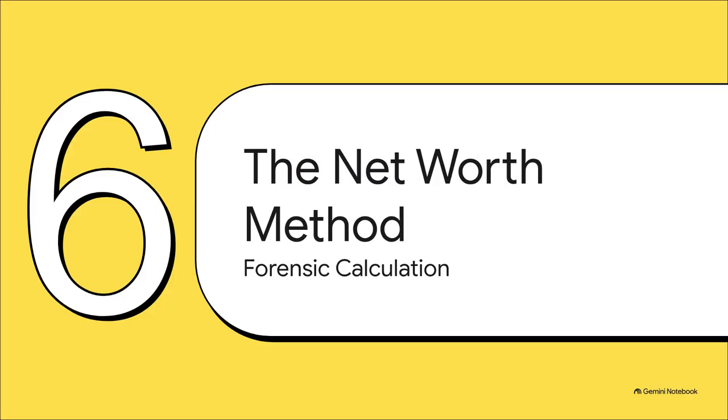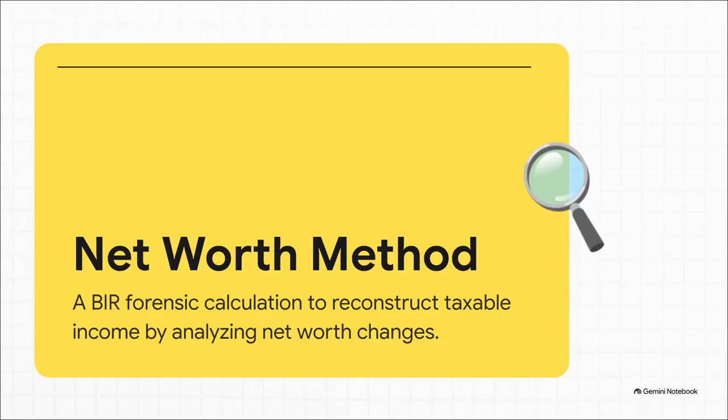Finally, Section 6, the net worth method. So what happens when a taxpayer's books are just totally missing, incomplete, or super sketchy? The BIR doesn't just throw their hands up and walk away. They go forensic. They work backward. They look at the taxpayer's wealth at the very beginning of the year and their wealth at the end of the year to uncover hidden, undeclared income.